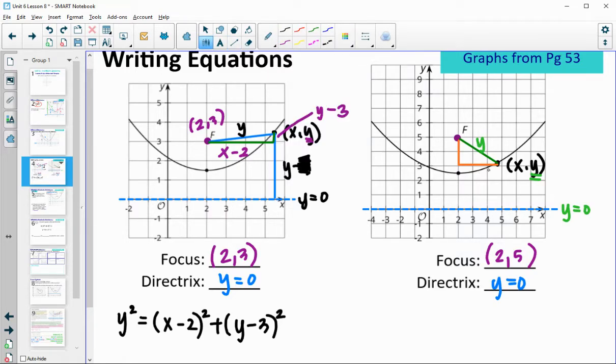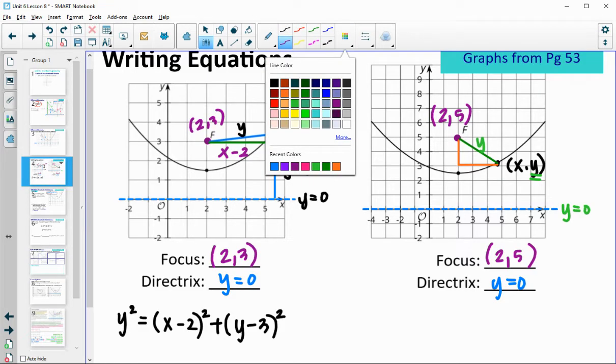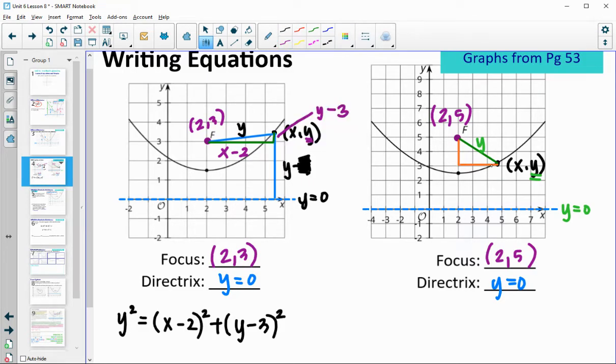So then this width is going to be the x minus the x coordinate. And let me label the focus on here, (2, 5). So the width of this is going to subtract the x's, so x minus 2. And the height is going to subtract the y's, so y minus 5. And then we would plug this into the Pythagorean theorem. So c squared equals a squared plus b squared.